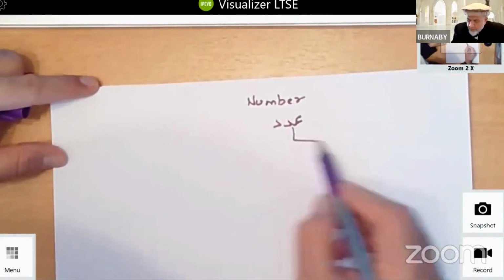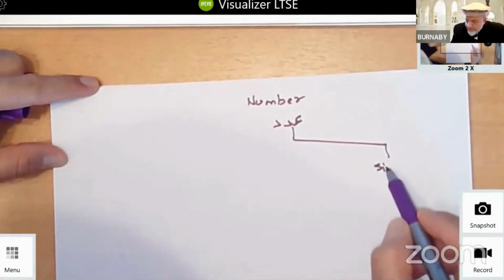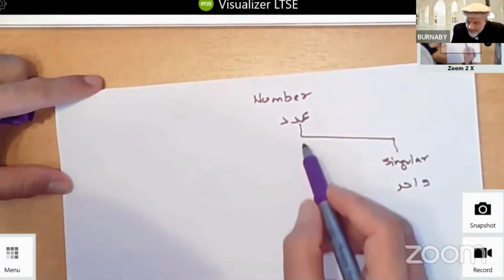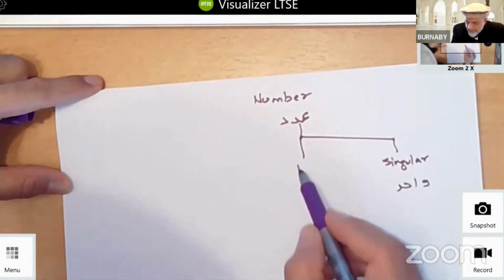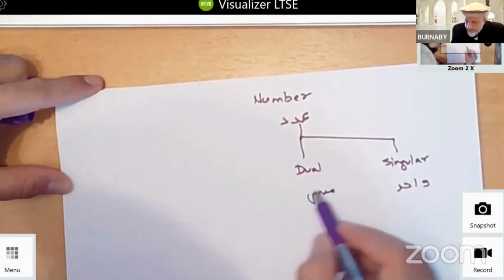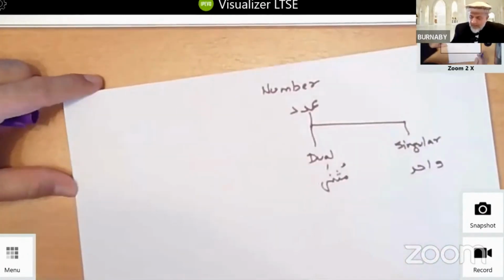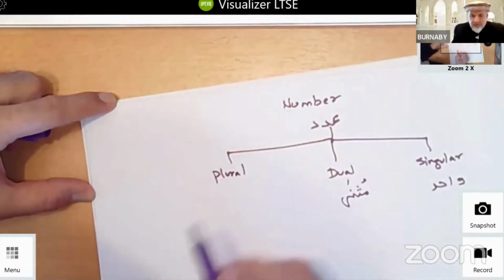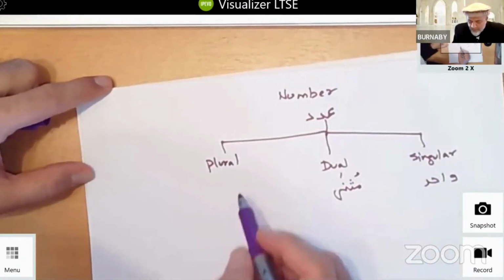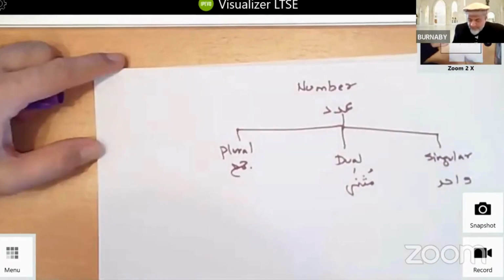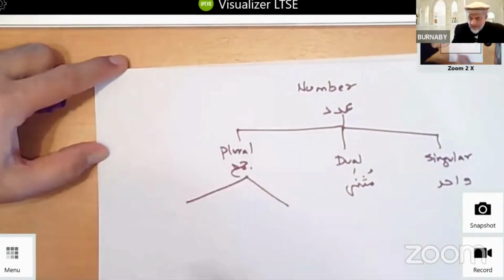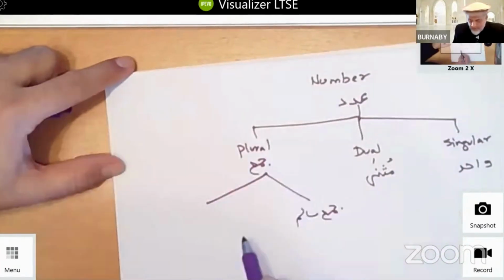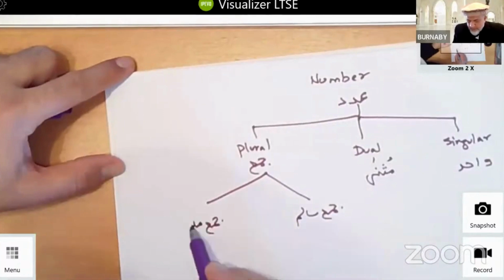So now adad could be singular, wahid. Then musanna, dual. Musanna. Yeah. And then we have plural. Okay. Now here is where things get interesting. In the plural, which is jama, we have two more branches. We have jama salim, and jama muqassar, maksur. Muqassar, right?